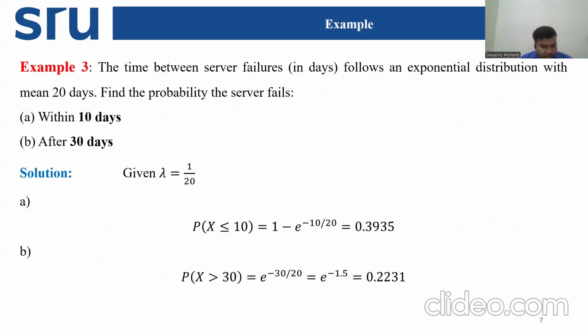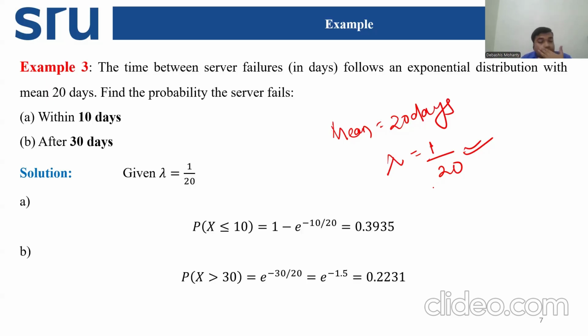Okay, students. Next, coming to the next problem. This is very important. Try to understand this question carefully. The time between server failures in days follows an exponential distribution with mean 20 days. So the mean is given as 20 days. Whenever the mean is given, the lambda value is calculated as 1 by the mean, that is 1 by 20. Next, coming to the question, what they are asking about, try to understand this.